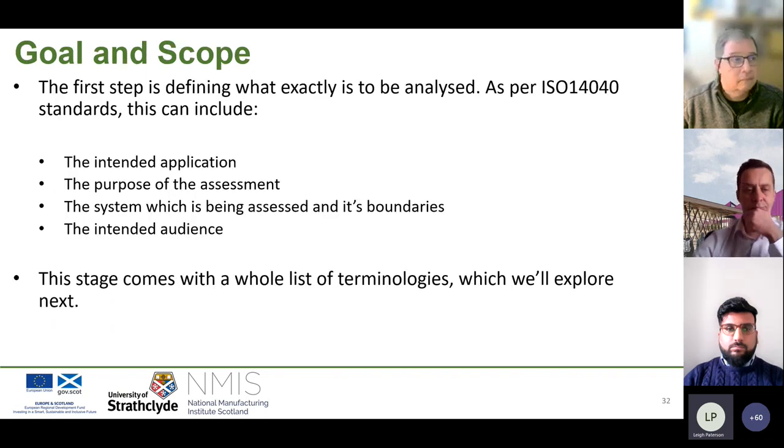So firstly, goal and scope. The first step, of course, is to define what exactly you need to analyze. There are some ISO 14040 standards which outline this for you. But they can include things like what is the intended application, what is the purpose of the assessment that you're carrying out, what system is being assessed and its boundaries. We'll come on to that in the next slide. And what is the intended audience. So the idea of this is really for you to nail down exactly what you're looking for from carrying out your LCA. As I said, there's a whole host of terminologies, so I'll get onto that in the next slide.